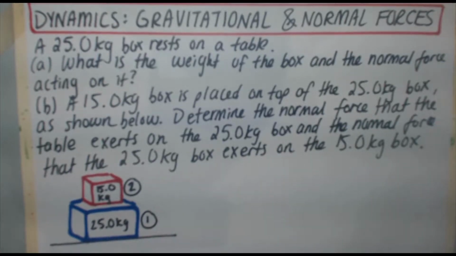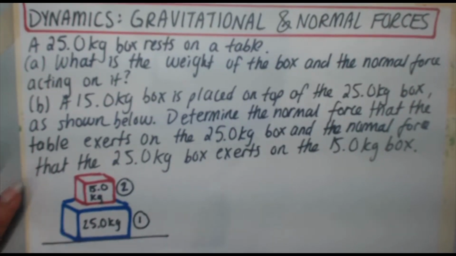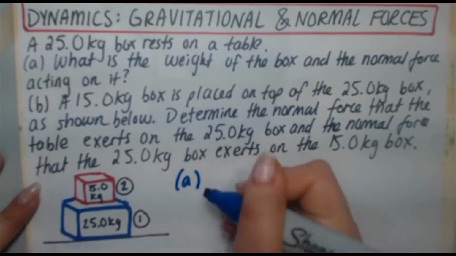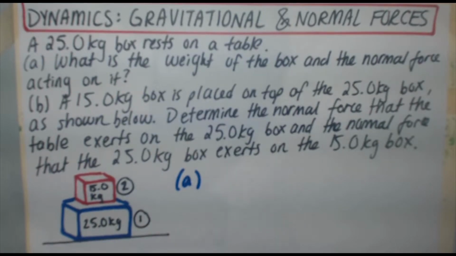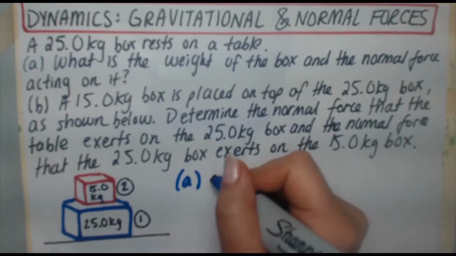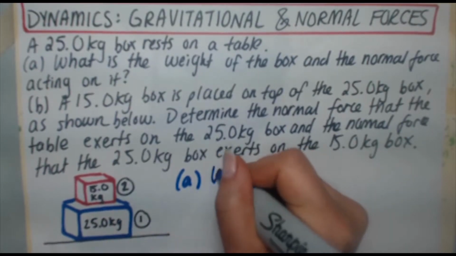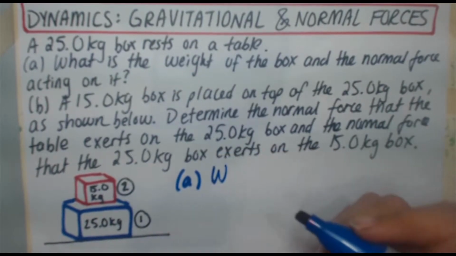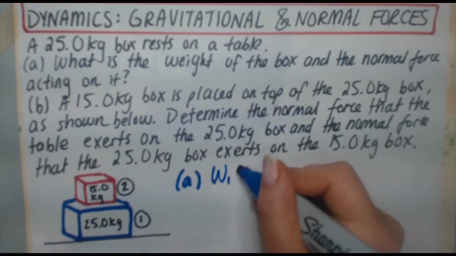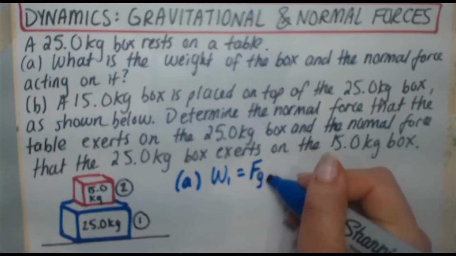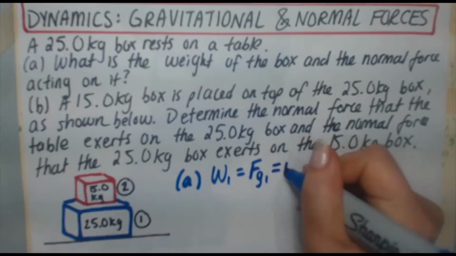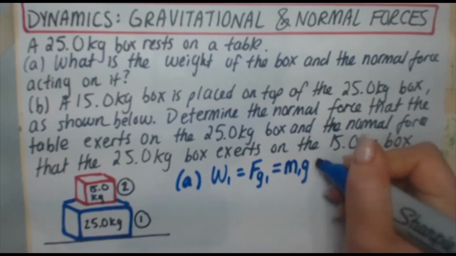Okay, so starting off with part A. In part A, all you have is this box right here, the 25 kilogram. What is the weight of the box? In the previous video, number 55, you would have seen that weight is a vector quantity and weight is represented by the force of gravity. So the weight for box 1 is equal to the force of gravity on box 1, which is equal to the mass of 1 times g.